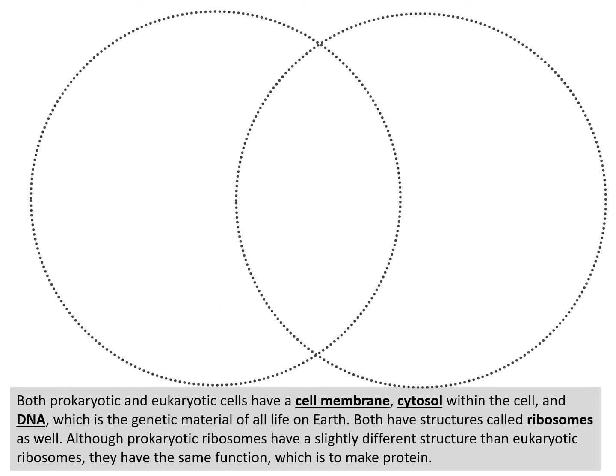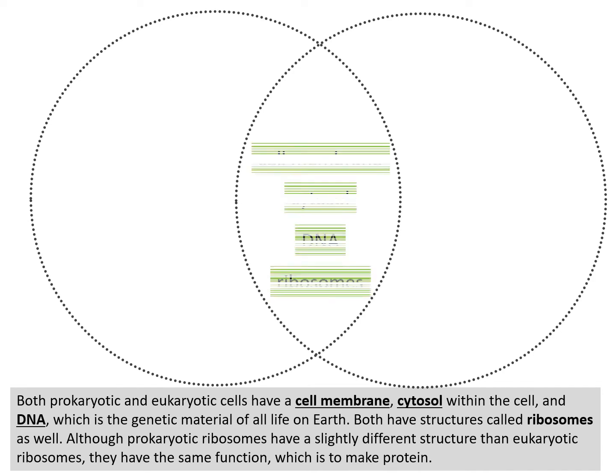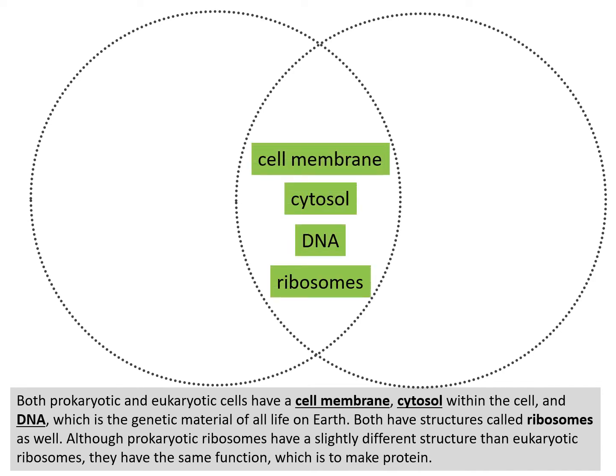Both prokaryotic and eukaryotic cells have a cell membrane, cytosol within the cell, and DNA, which is the genetic material of all life on Earth. Both have structures called ribosomes as well. Although prokaryotic ribosomes have a slightly different structure than eukaryotic ribosomes, they have the same function, which is to make protein.